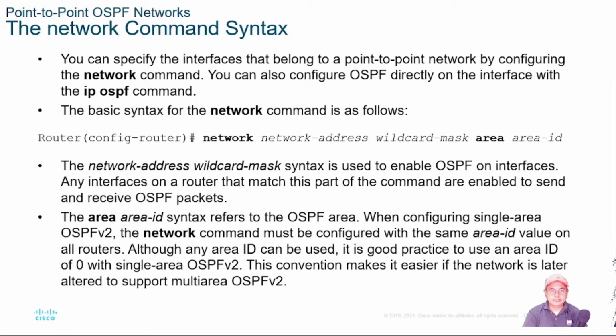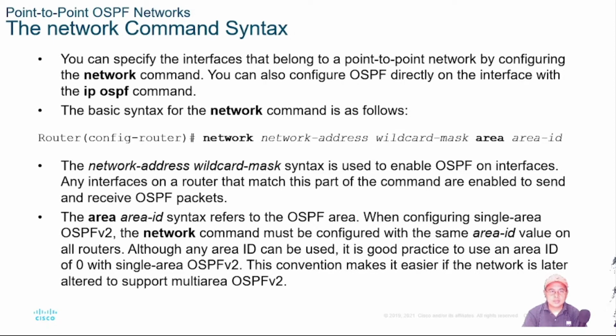So you can specify the interfaces that belong to a point-to-point network by configuring the network command. You can also configure OSPF directly on the interface with the ip ospf command. So there are 2 options so that we can specify the interface in a point-to-point network. Number 1 is by the use of the network command, and the second one is using the command ip ospf. This is what we are going to do in order to configure and specify the interfaces.